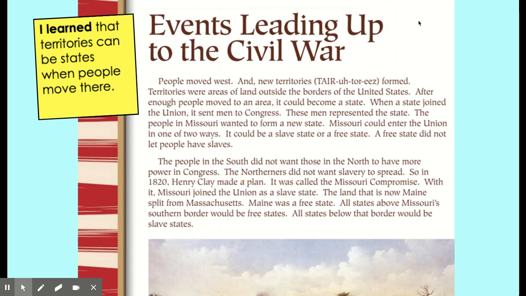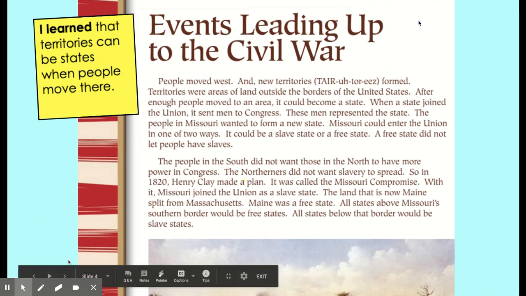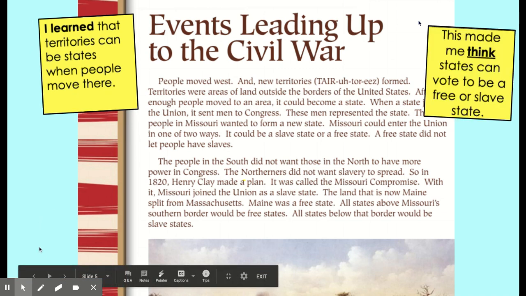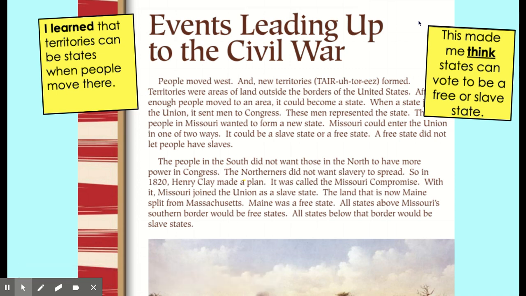So I'm thinking that when those men from Missouri went to Congress, they went to say to Congress whether they wanted to be a free or a slave state. This is new information to me as a reader, and I think it's important information, especially for the causes of the Civil War. So I'm going to stop and jot right here. My jot is, this made me think that states can vote to be a free or a slave state.